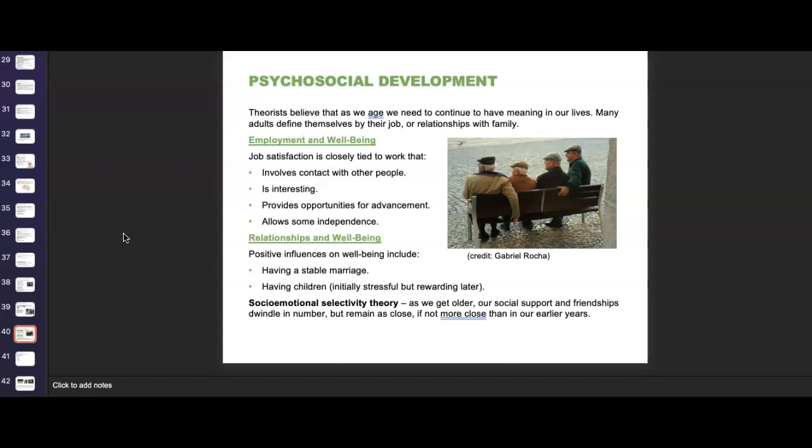With regards to relationships and well-being, positive influences on well-being include having a stable marriage and having children, initially stressful but rewarding later on. Now, socio-emotional selectivity theory. As we get older, our social support and friendships dwindle in number, but remain as close, if not more close, than our earlier years. It's because we're selectively approaching who we're with socially. We may not have as many friends as we had when we were teenagers, but those relationships that we do have are really close and incredibly strong.